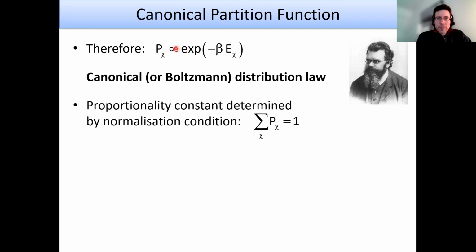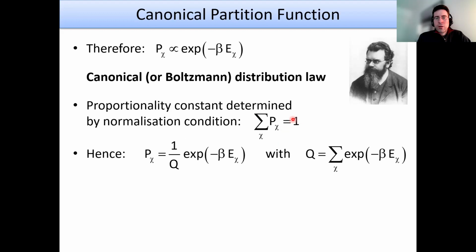Okay, so I said here this is proportional, but what is the proportionality constant? Well, we know that the probability is a normalized quantity. So if we sum over all the states, what are we summing? The probabilities. This sum is equal to 1. So effectively, the sum of e to the minus beta times E chi for all states chi is equal to 1.